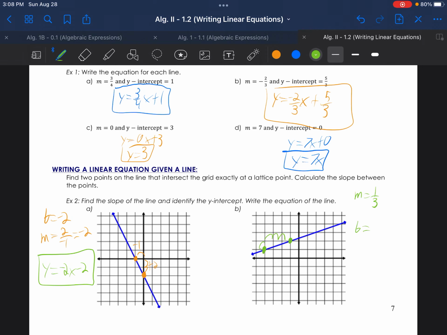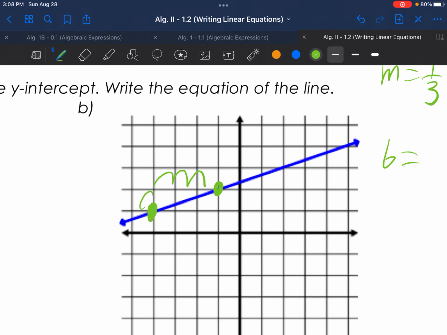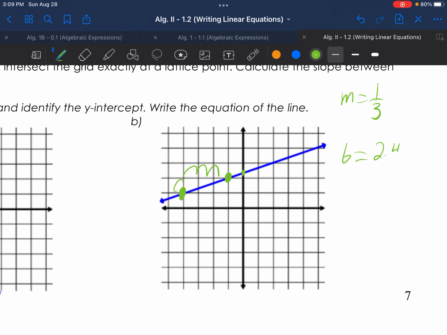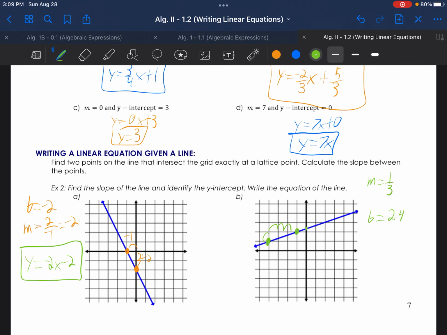Now for the y-intercept, it's a little trickier. I feel like it's not really quite on across there, so we're going to be estimating, unfortunately. So we know it's 1, 2 up, so it's going to be 2 and something, because it's not quite to 3. So we say, okay, well, how far above 2 is it? How much of the way? And I'm going to estimate this one. It's about 0.4 of the way up, aka just under half of the way up. So then I'll write my equation from there. Y equals 1/3 x plus 2.4.